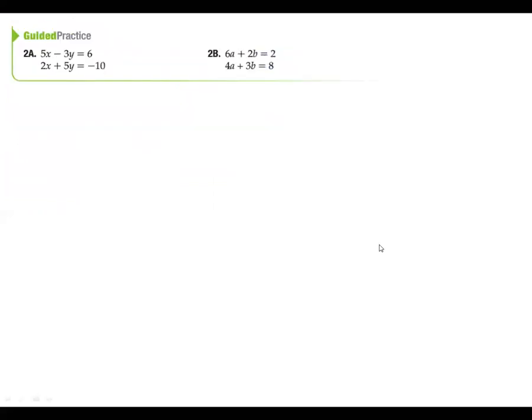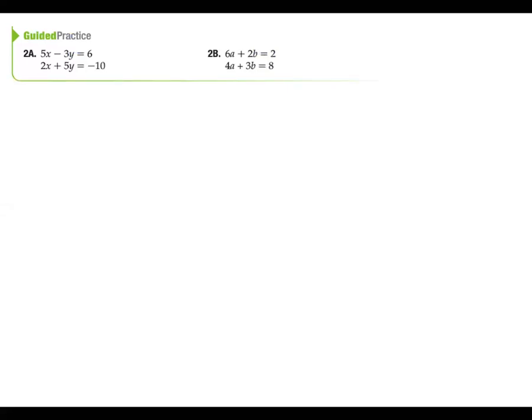Okay, so here's a couple for you to try. Now, you don't have to do both methods whenever you solve them. You can just pick one. For 2b or 2a, for example, you can either get rid of the x's or get rid of the y's. You don't have to do it one way and then do it the other way. All right, go ahead and pause the video.